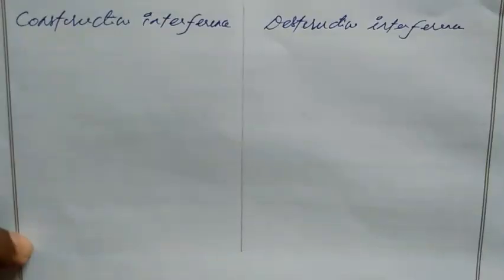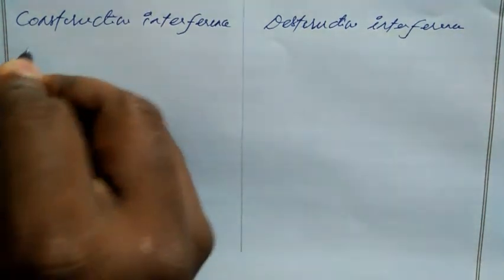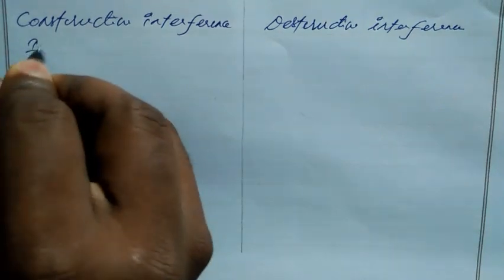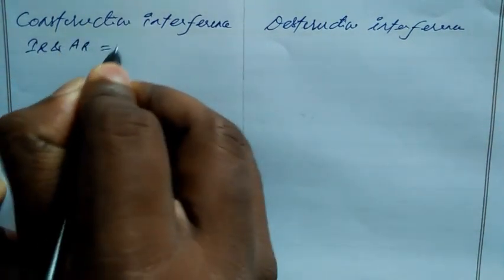Okay. So what is the amplitude and intensity value for constructive interference? We have intensity as well as amplitude will be maximum, correct?